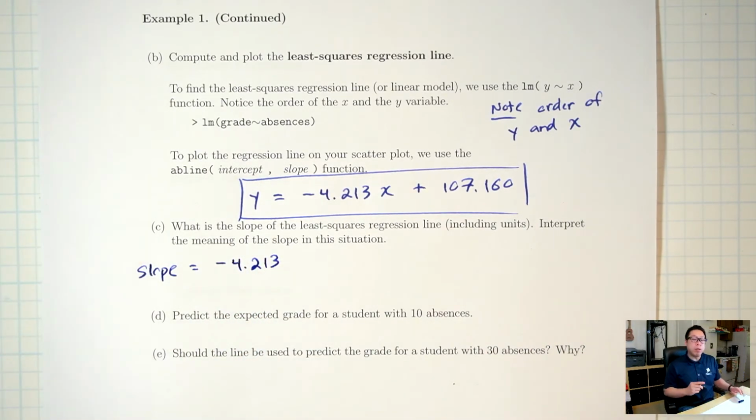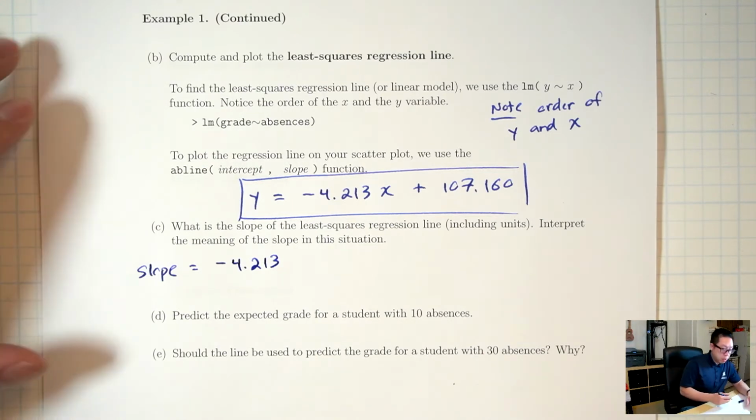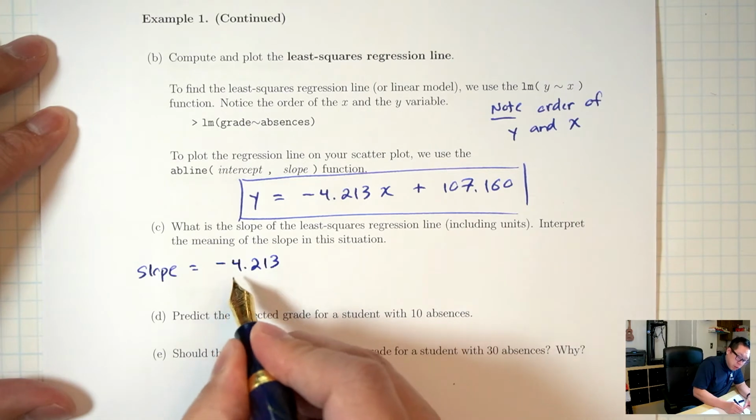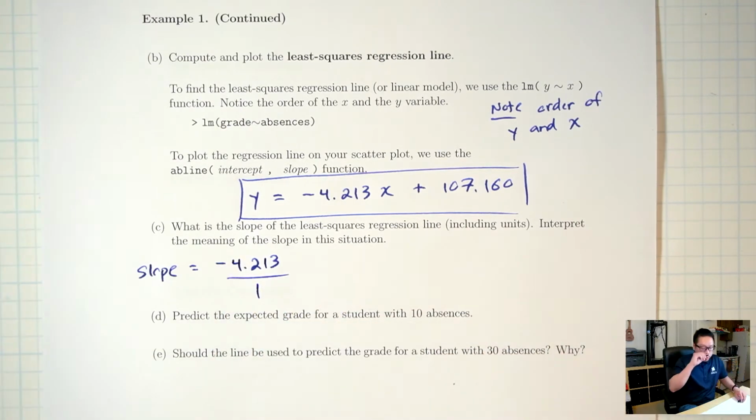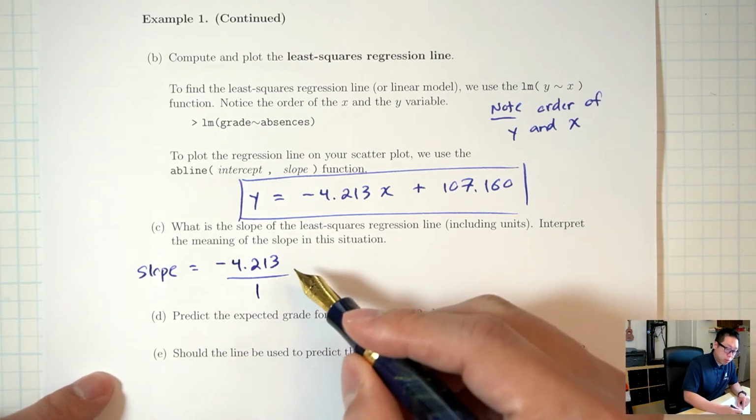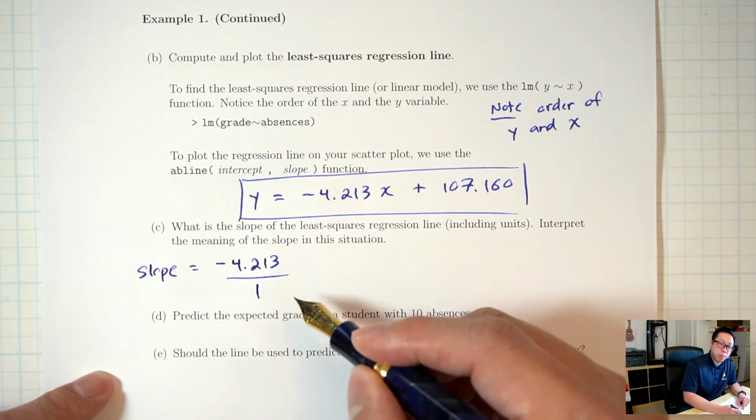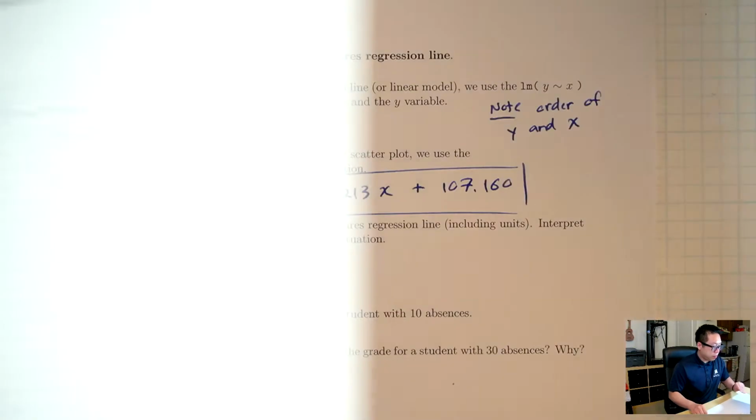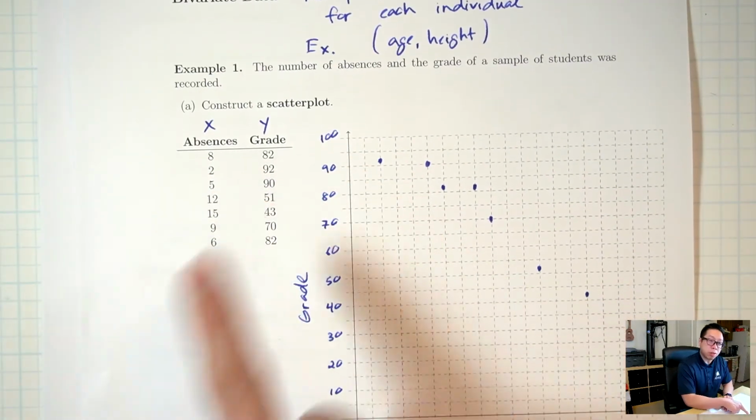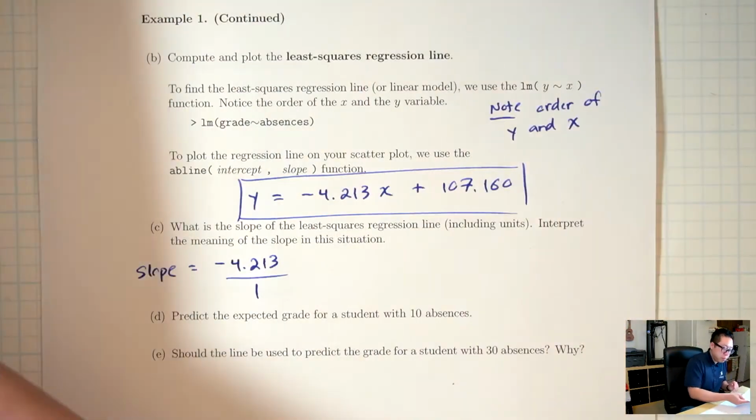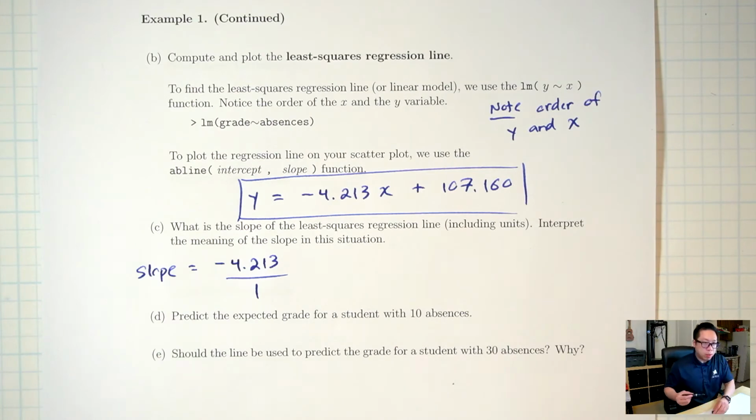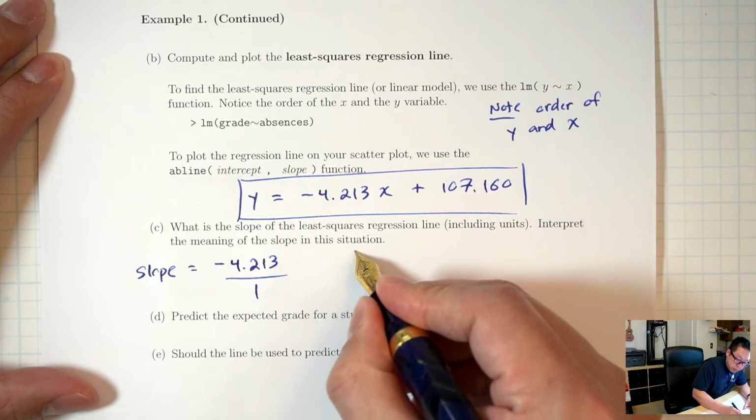Typically, back in algebra, when we talk about slope, we think of it as a fraction. So I'm going to force this to be a fraction by putting it over 1. And then, what are the units here? What are the units on top and what are the units on bottom? So our two choices are absences and grade. So what goes on top and what goes on bottom? Remember, back in algebra, you may have learned slope as rise over run.